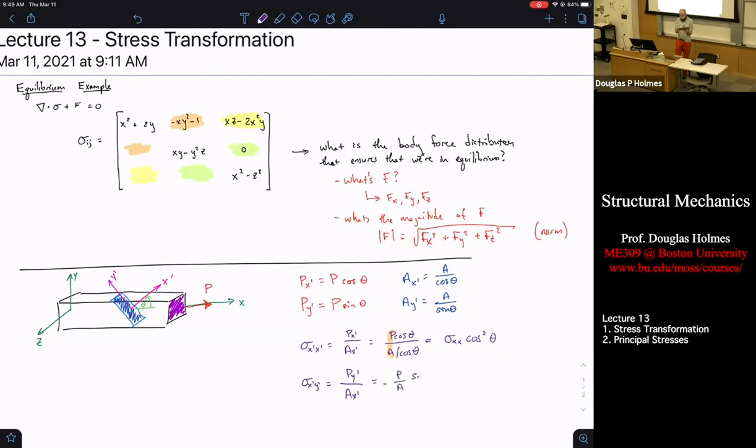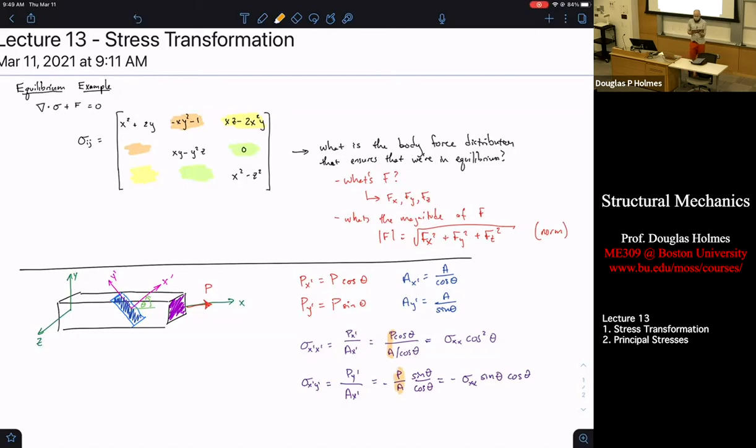P over A sine theta cosine theta. I think it's because of the y. Check my math on that.